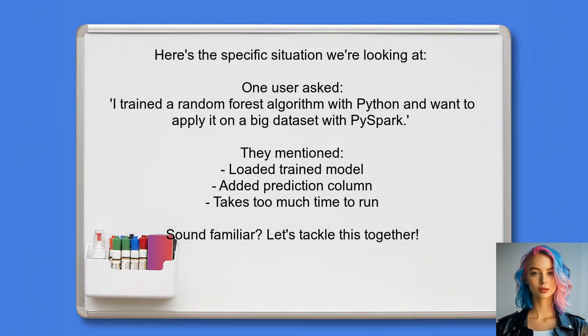Let's dive into the specific situation at hand. One user recently asked, "I trained a random forest algorithm with Python and want to apply it on a big dataset with PySpark. I loaded my trained model and added a prediction column, but it takes so much time to run. Is there a more efficient way to do this without using Spark ML? Sound familiar? Let's tackle this together."